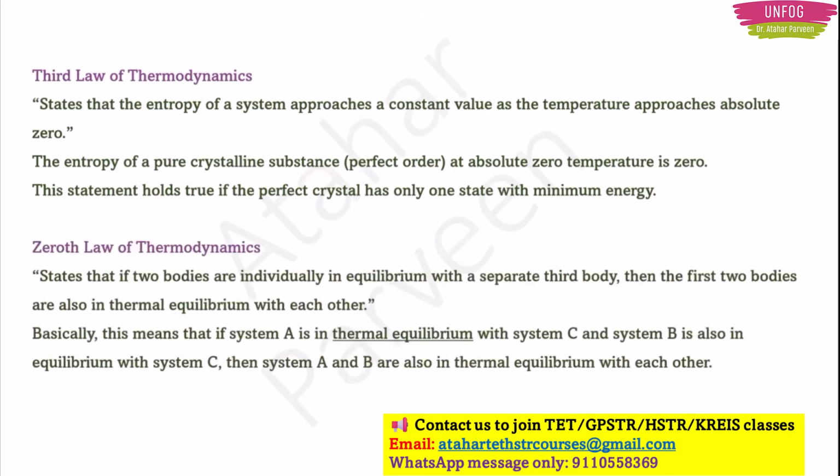Now let's talk about the zeroth law of thermodynamics. As I told you earlier also, it states that if two bodies are individually in equilibrium with a separate third body, then those two first bodies are also in thermal equilibrium with each other. Basically, this means that if system A is in thermal equilibrium with system C and system B is also in thermal equilibrium with system C, then A and B are also in thermal equilibrium with each other. This is your zeroth law of thermodynamics.